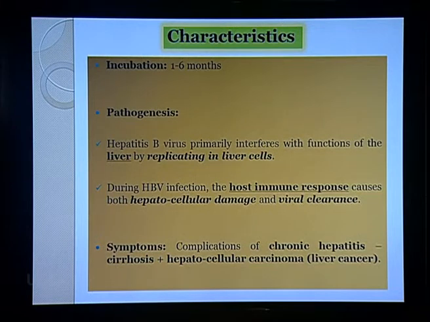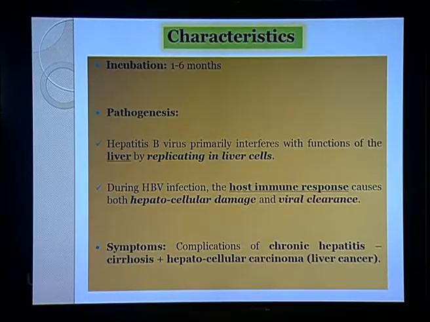And regarding the pathogenesis, it actually causes hepatocellular damage, that means damage to the cells of the liver, and it causes a viral clearance along with that. So we develop a chronic hepatitis, which is characterized by cirrhosis. And we also have the development of a type of cancer, which is so shocking, and that is called the hepatocellular carcinoma, liver cancer.